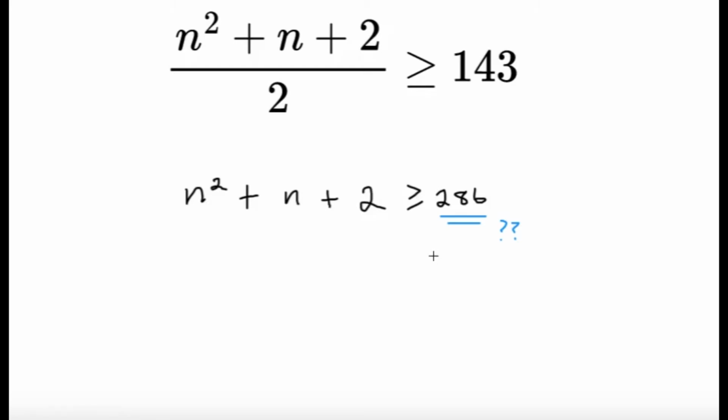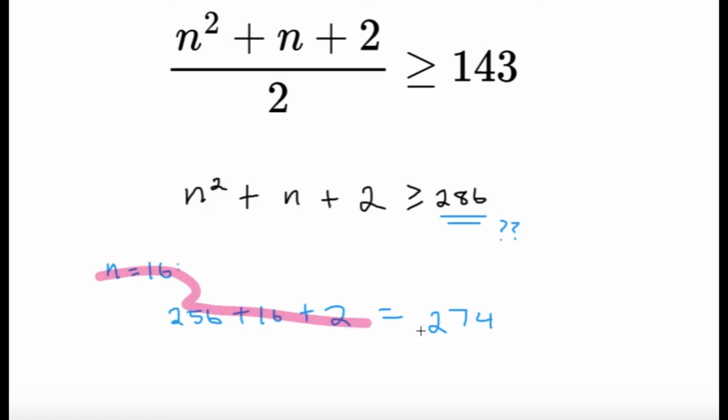But since we're just having n here to be a positive integer, let's just try to substitute some values, because it's very interesting. We can try some values of n that's close to the square root of 286. So let's just try. I know the square root of 286 lies between 16 and 17. So let's try n equals 16. Now if n equals 16, I'll have 16 squared, which is 256, plus 16 and plus 2, and this gives me 274. We're shy of 286 by 12.